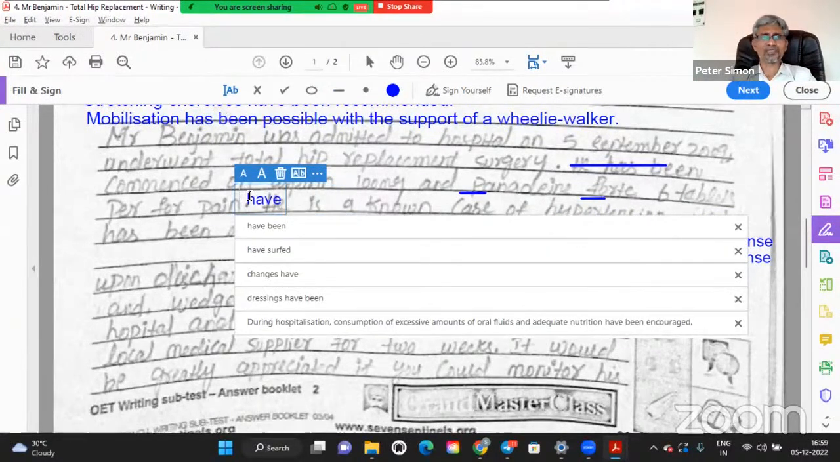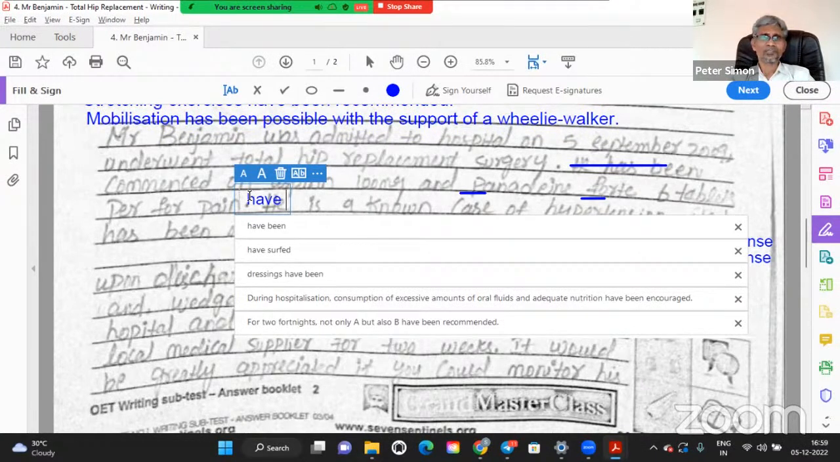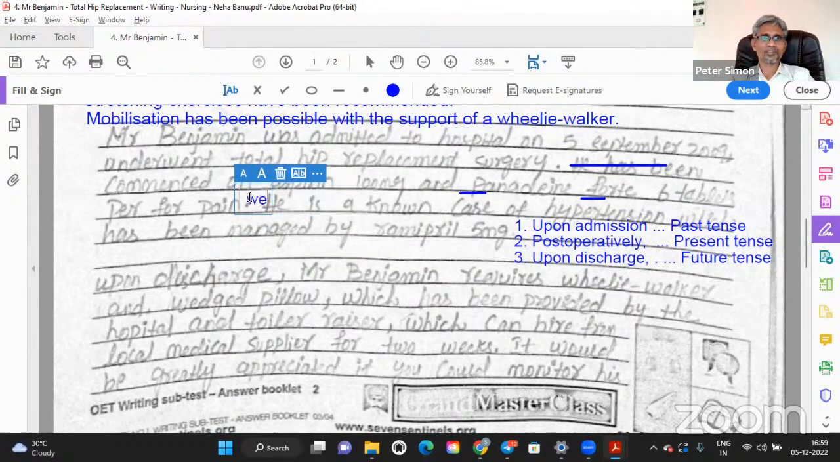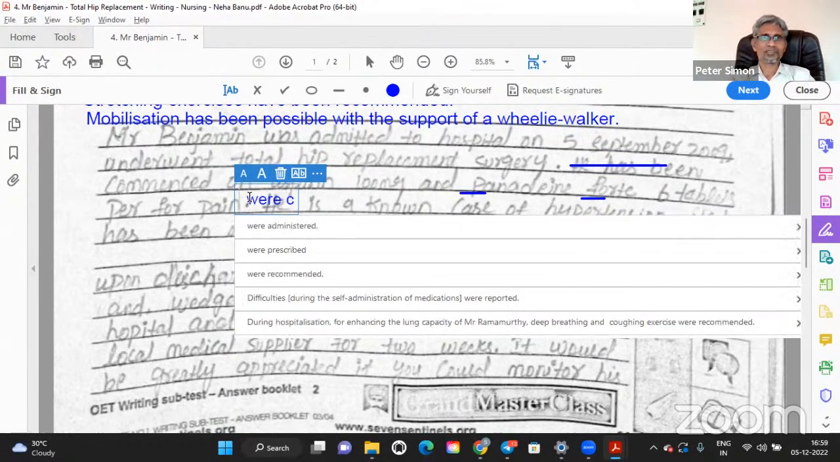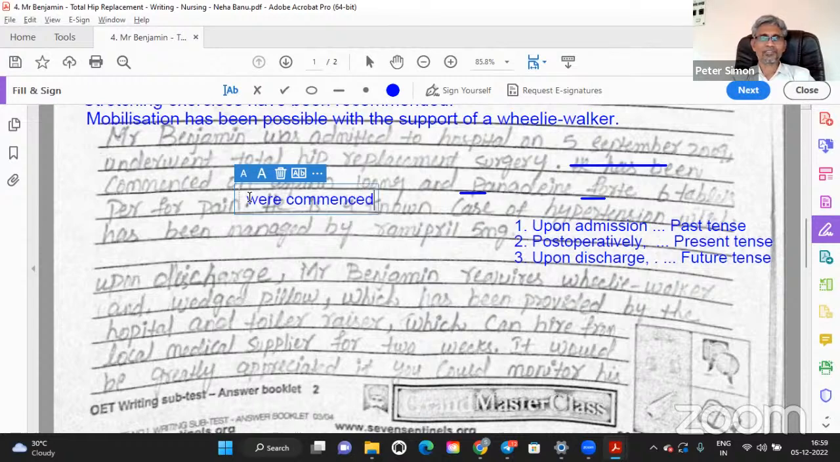You have written correct on the present tense. Okay. You have written... was commenced. Sorry. Was commenced, past tense. Not have been commenced. Was commenced, upon admission. Was commenced.